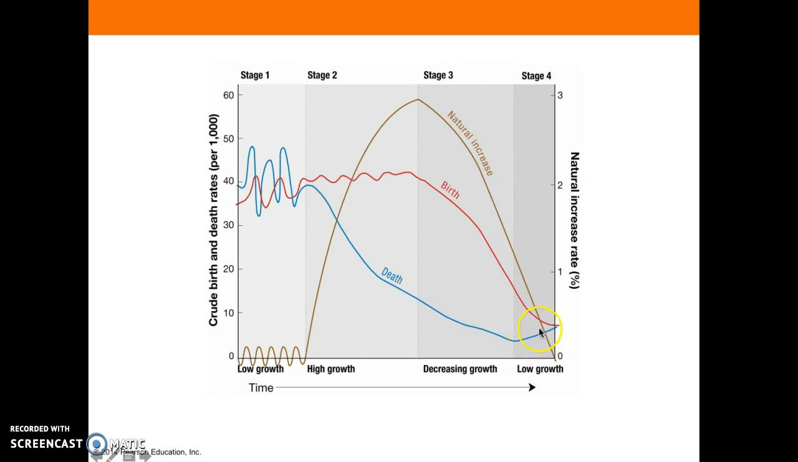And so why does the death rate go up a little bit in stage 4? Because people are living to be older. And if you begin to have an aging population, so once you have people who are living past their 50s and 60s, eventually you're going to have an increase in death rate because you have more elderly people. And humans, eventually we just die. Like there's a limit to our life.